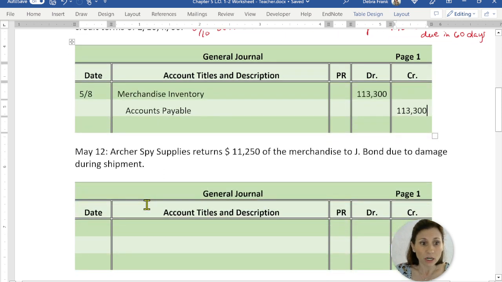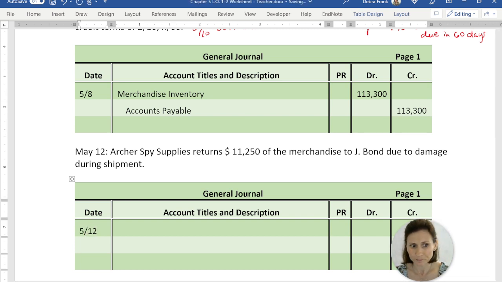All right, let's keep going. So we have on May 12th now. Let's go ahead and write in our date here, May 12th. Archer Spy Supplies returns $11,250 of merchandise to J Bond due to damage during shipment. So they got the merchandise in, and maybe there was water damage on the merchandise or whatever, and they returned it back and said, hey, we don't want this inventory, it's damaged. So they no longer owe for that merchandise, right? And they no longer have it on their shelves.